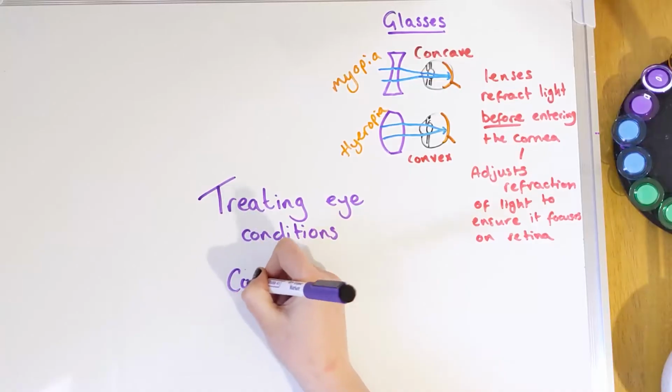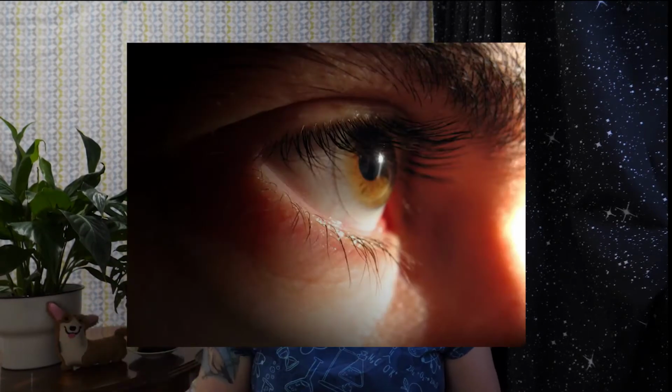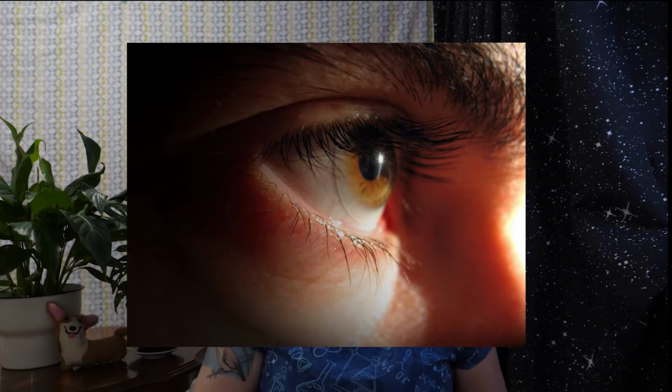Another familiar treatment that works exactly the same way as glasses are contact lenses. Contact lenses work in exactly the same way as regular glasses lenses, but the lens itself is a sort of soft plastic, or you can get them made of glass as well, but they're a bit rarer. They float on the moisture on your eyeball just in front of the cornea.